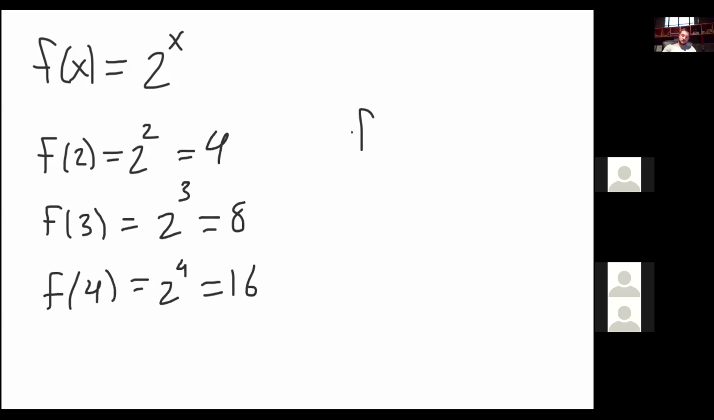What will f of -1 be? 2 to the -1. Don't leave it as 2 to the -1. I can rewrite it as something. 0? Not 0.